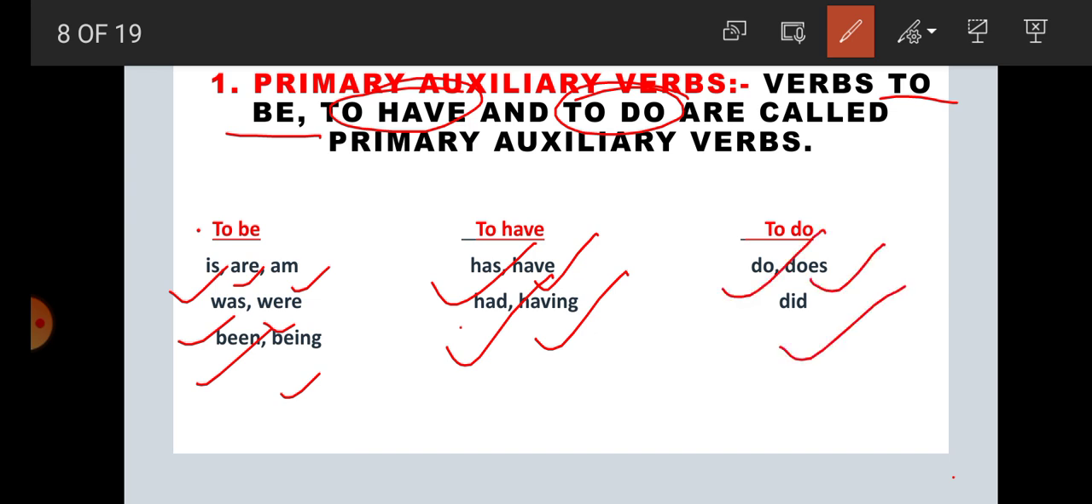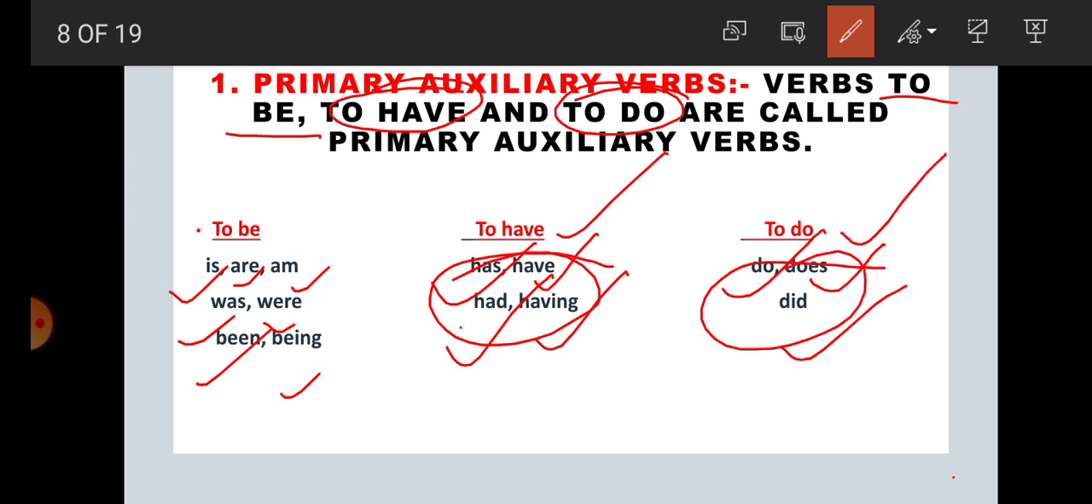Do, does, did. It means that to be, is, are, am, was, were, been, being, they are the family members of to be. Has, have, had and having, they are the family members of have. Do, does, did, they are the family members of do. So these are what? These are the primary auxiliary verbs.